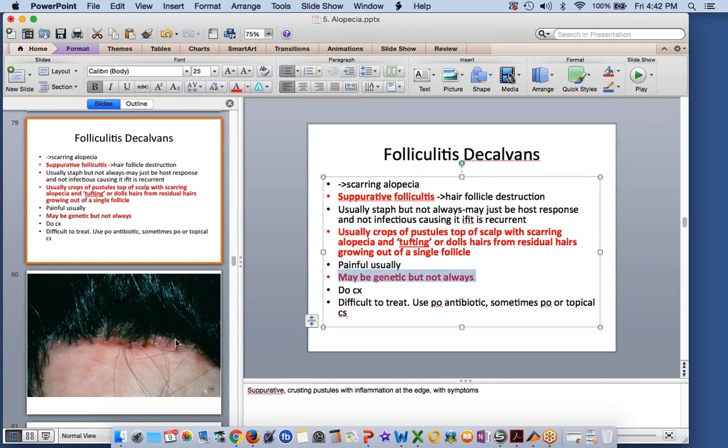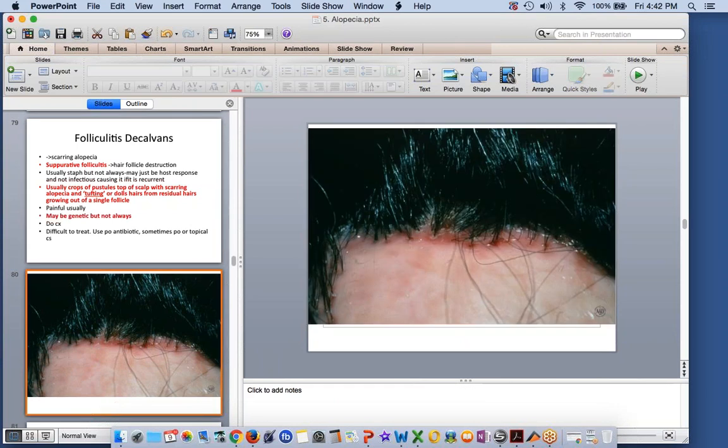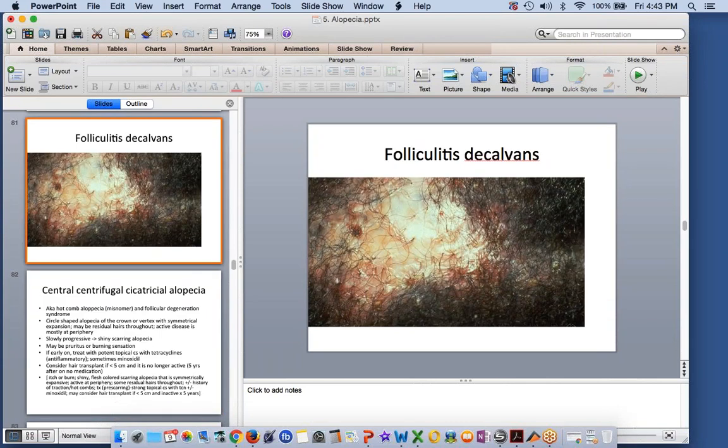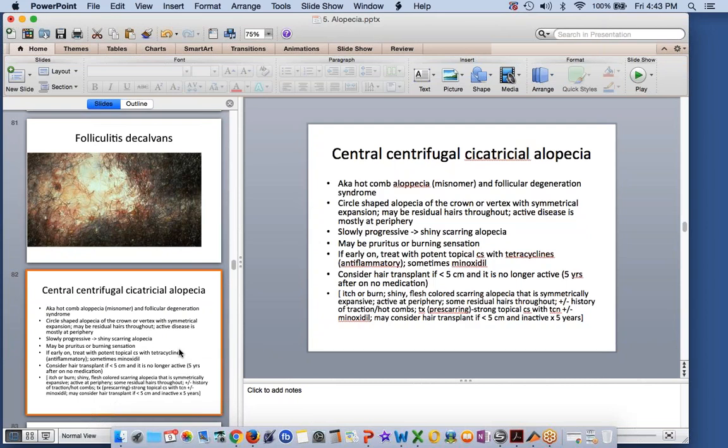And let's see what it looks like. If you could look at this, you see there's 2 or 3 hairs coming out of each hair follicle. That's what they refer to as the doll look. It's scarring. You don't see hair follicles coming up. There's some pus, like pustules. There's probably a scab here. They look like there's some pustules on the periphery. So that's folliculitis decalvans. It's scarring alopecia.